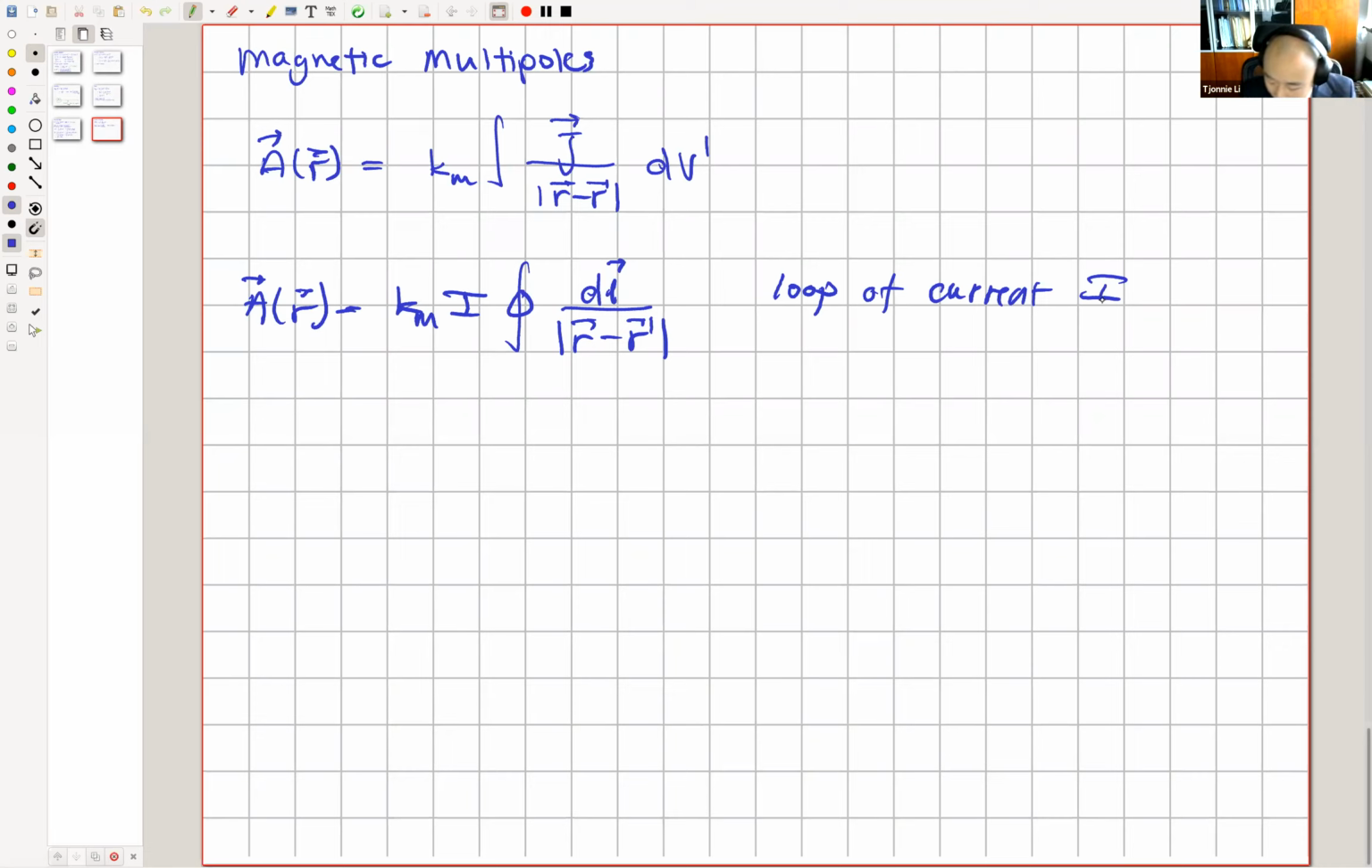So let's take a look at, in this case, the expansion here. So what would be the first order if I do an expansion like this? What would be the first order? Okay, now we can take it step by step. What is the first order in r minus r prime?